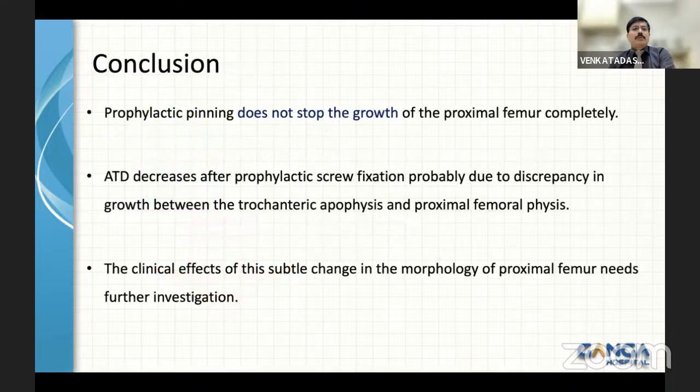So we concluded that prophylactic pinning does not stop the growth of the proximal femur completely. And articulotrochanteric distance decreases, probably due to the discrepancy in the growth between the two physes. The clinical effects of this subtle change in morphology need further investigation. Thank you. I'll be happy to answer questions.